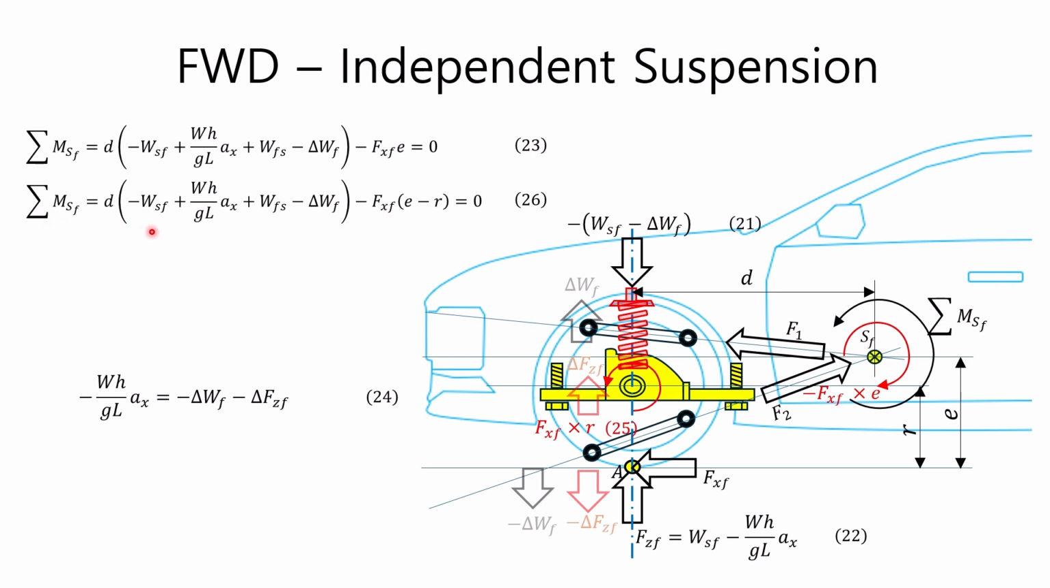as equation 26. As shown in the figure here, the moment generated by the driving force, Fxf, acting horizontally with respect to the road surface at the virtual reaction point, SF, is equal to the driving force, Fxf, multiplied by E minus r, and it can be seen that, compared to a solid axle suspension, it is reduced by the driving force, Fxf, multiplied by the effective radius, r, of the wheel.